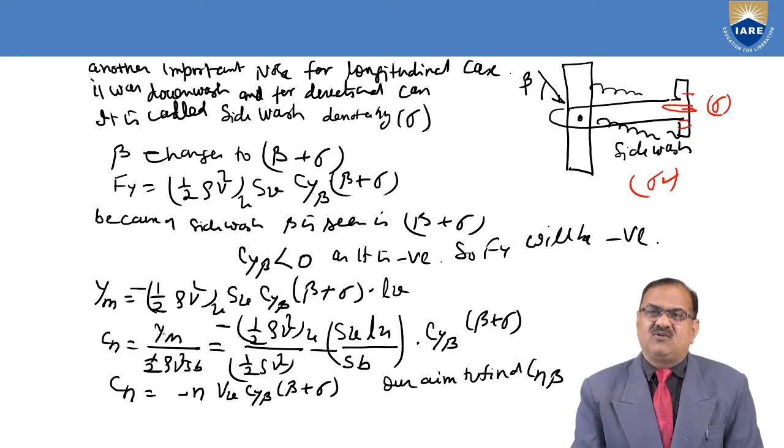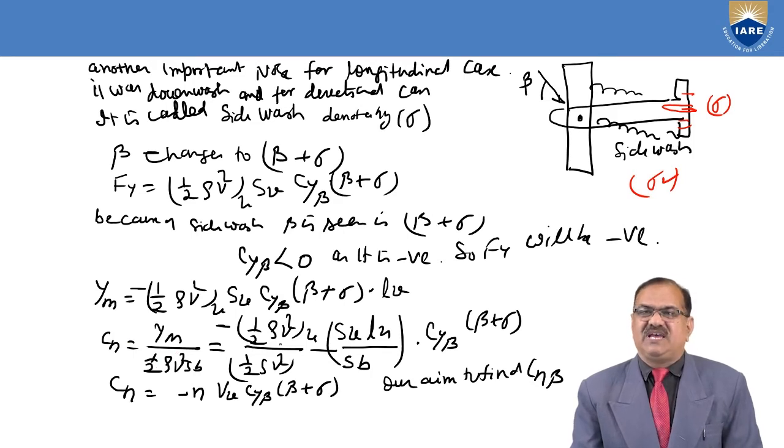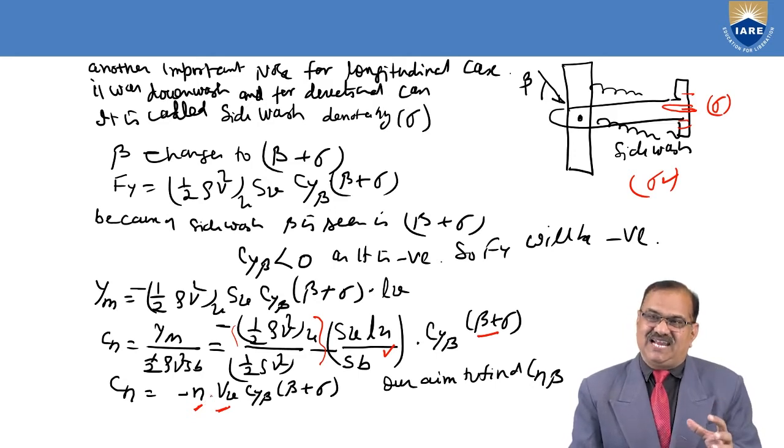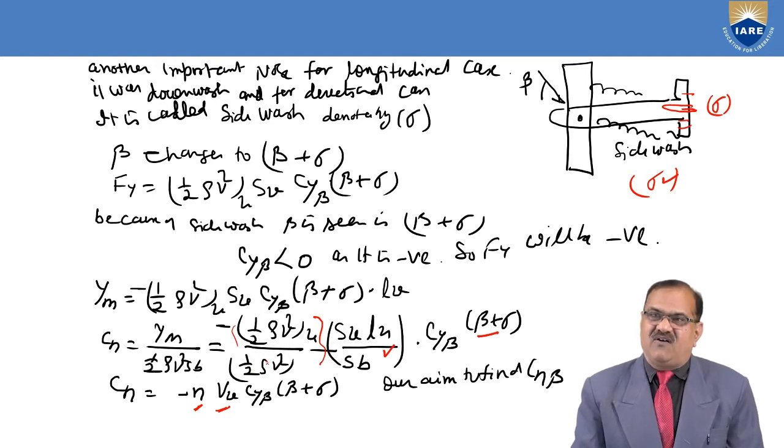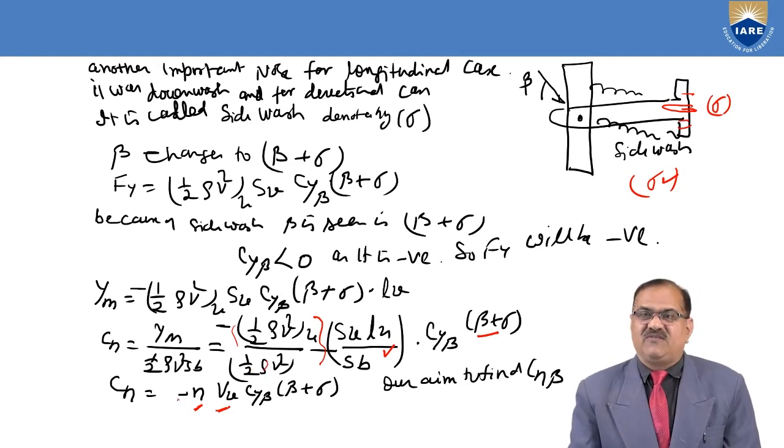So Cn is equal to N over half rho V square Sb. If you divide it, Sv Lv by Sb into Cy beta, and this part is eta. So minus eta Vv, where Vv is the vertical tail volume ratio. This eta is the efficiency, the ratio of the dynamic pressure at the vertical tail divided by the dynamic pressure at the wing. So here we got Cn is equal to minus eta Vv Cy beta, beta plus sigma.